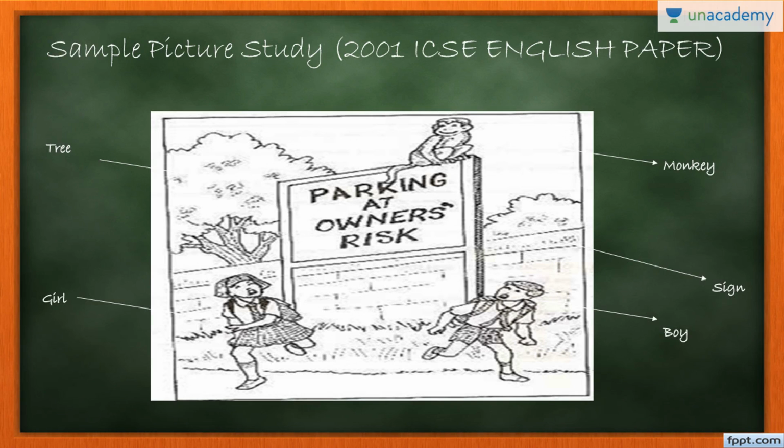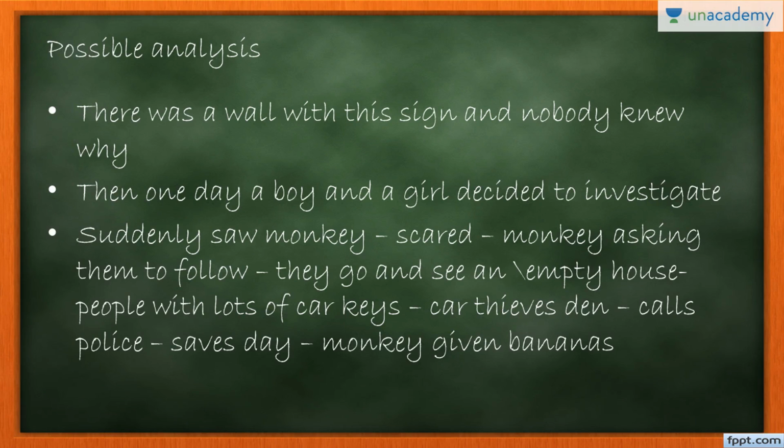Right, did you notice that in this picture, these five are the main elements? You have a monkey, a boy and a girl, a tree, and a parking sign. So now we have five elements. All you need to do is connect them appropriately and construct something possible out of them. This is the outline that I have written. Obviously you are allowed to change it according to your will, and it is not binding.